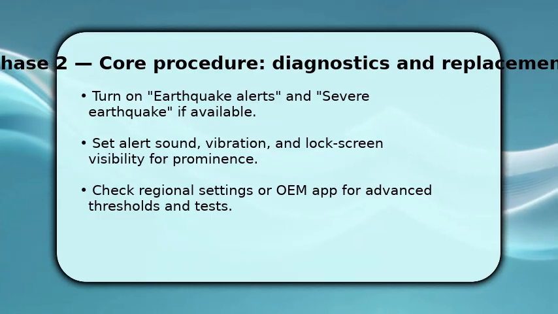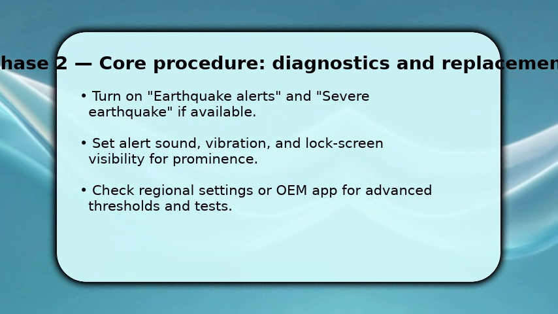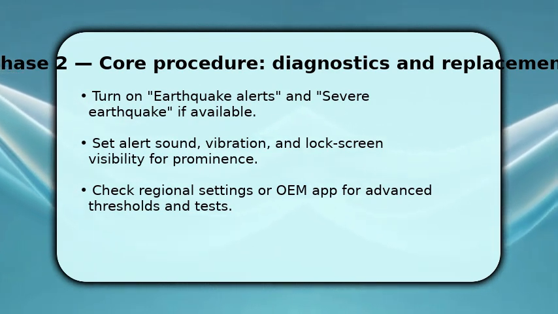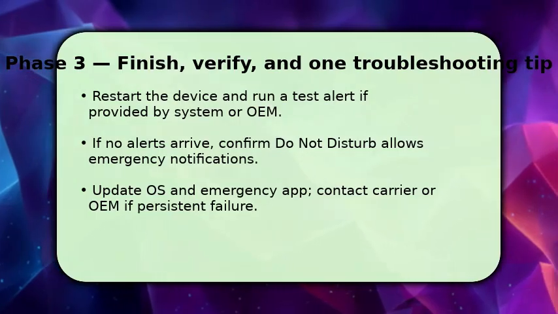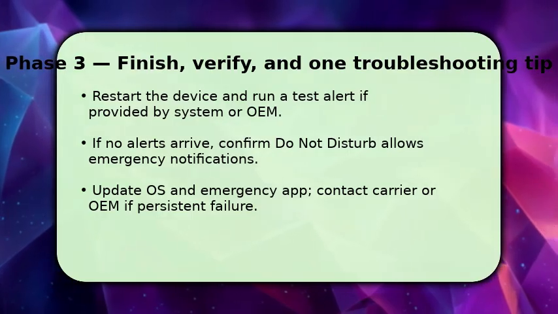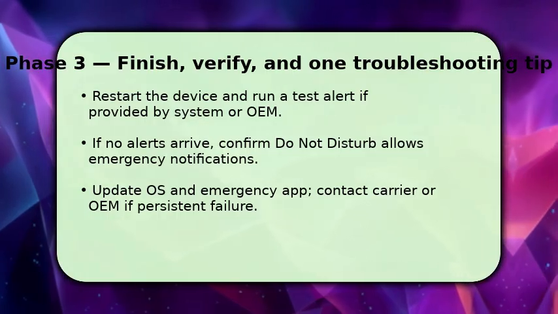Finally, inspect any manufacturer or carrier emergency app for regional thresholds and a test alert. These refine how to finish. Restart your phone so all settings take effect. Then trigger a test alert if the system or OEM app offers one. This verifies delivery. If you don't receive tests, check Do Not Disturb rules and make sure emergency alerts are exempted.